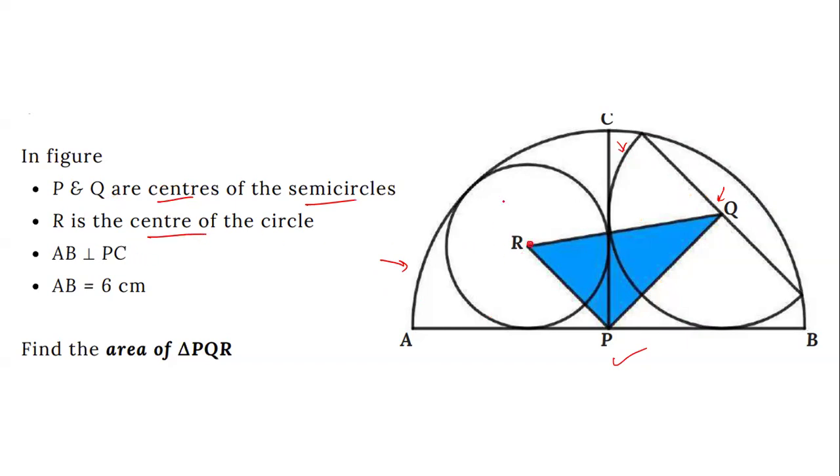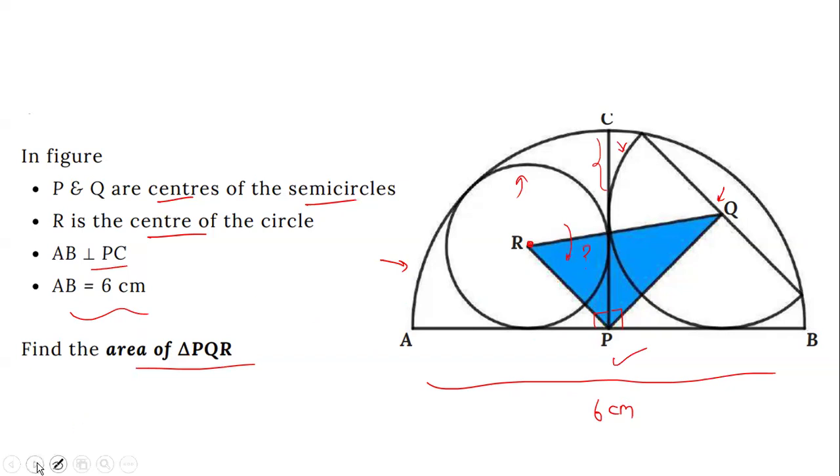This R point is the center of this circle, and AB is perpendicular to PC. So this AB line and this PC line are perpendicular to each other, so this angle is 90 and this angle is also 90 degrees. And AB is 6 centimeters, which is the diameter of the bigger semicircle. We have to find the area of the triangle PQR, this blue region. So let's see how we can solve this.